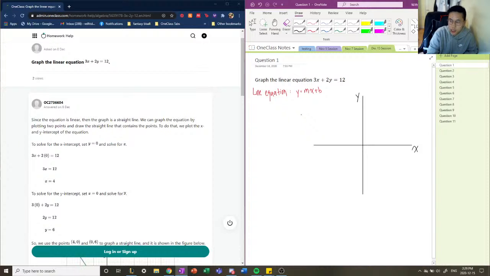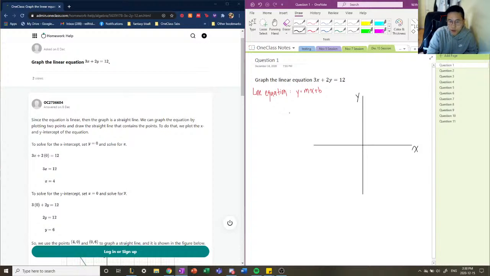These are the easiest points to find because the x-intercept is where the line intercepts the x-axis, and that point is when y is equal to 0. On the other hand, the y-intercept is when x is equal to 0, and it shows us where the line intercepts the y-axis. So all we really have to do is set x equal to 0 and solve our equation, and set y equal to 0 and solve our equation, for the x-intercept and the y-intercept. So that's what we're going to do.